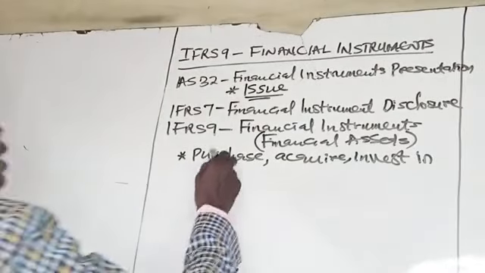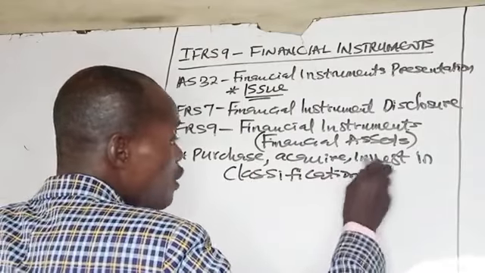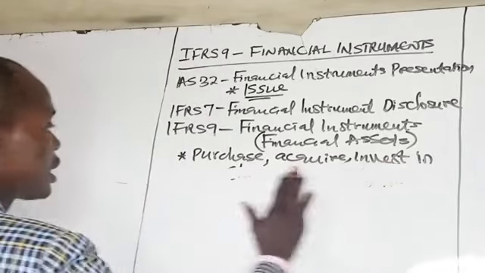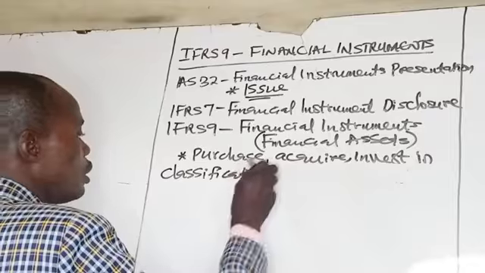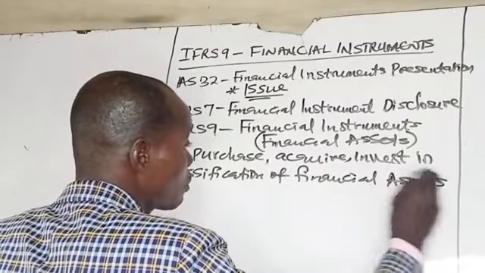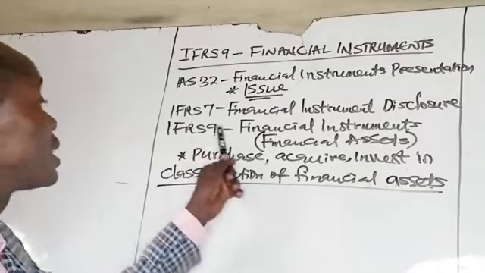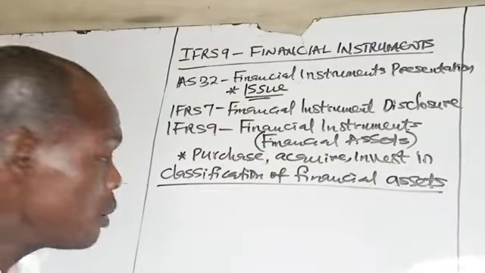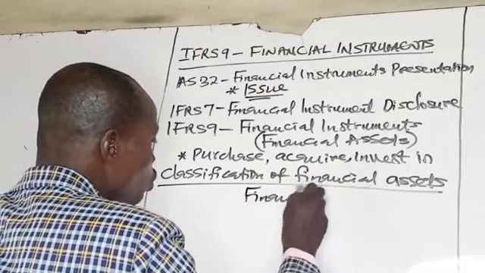In accordance with IFRS 9, we want to look at the classification of financial assets. Remember, I've told you that IFRS 9 focuses on financial assets. Now, in accordance with IFRS 9, financial assets can be divided into two.